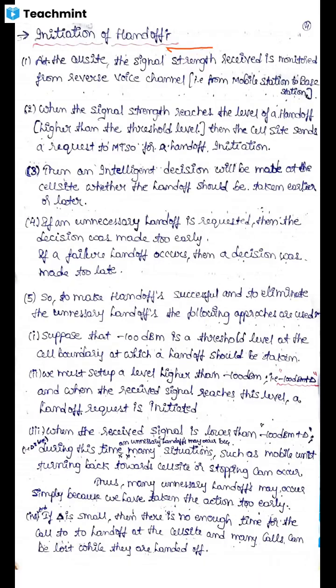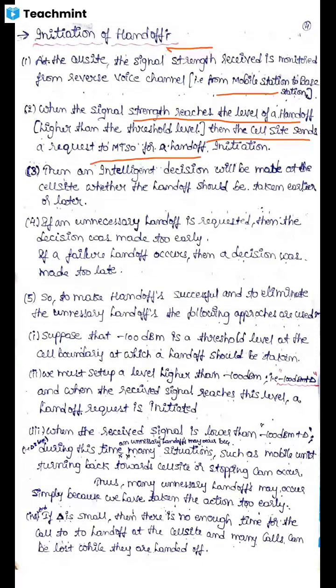here at the cell site, when the signal strength is received from mobile station to base station, if that received signal strength reaches the level of handoff, it means if that received signal strength has the weak signal point or it is at the threshold level, then what will the cell site do? Then the cell site sends a request to the MTSO for a handoff initiation.